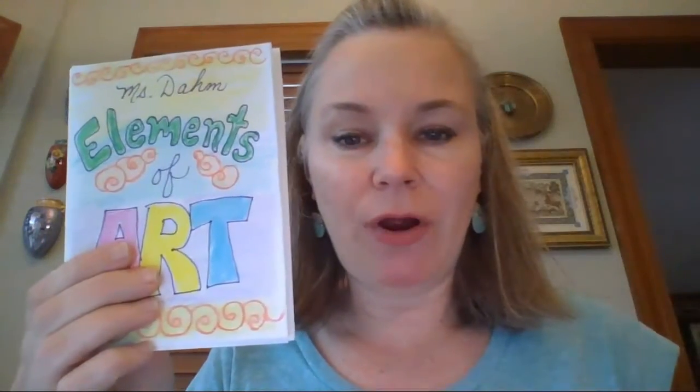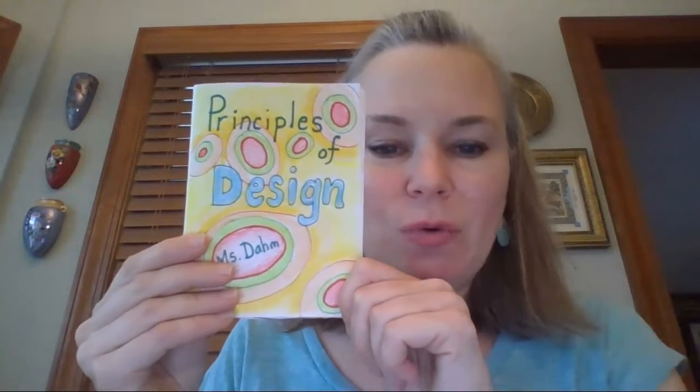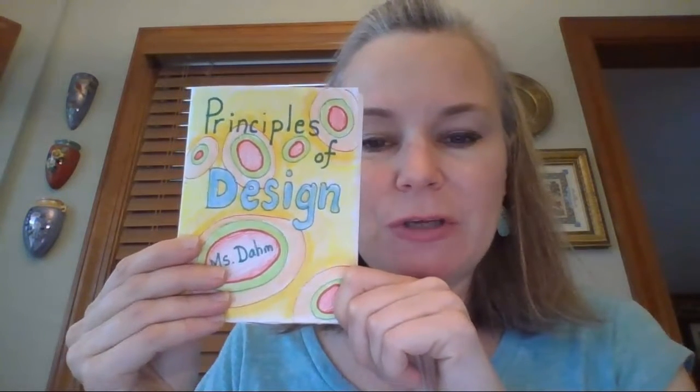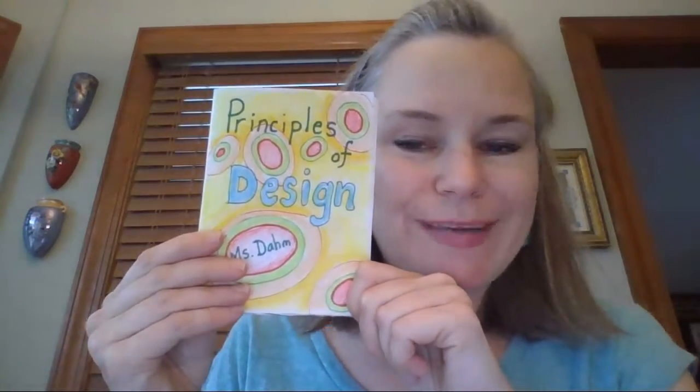So we finished up with the elements of art. The elements of art are the ingredients. And now we're going to take a look at the Principles of Design, which is sort of the directions of how we're going to use those ingredients to make a delicious art recipe.